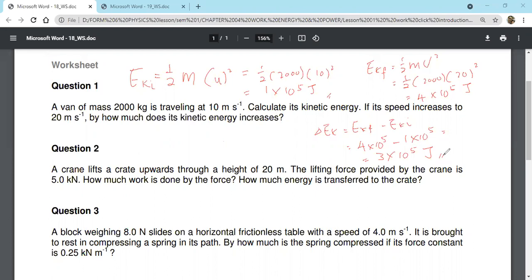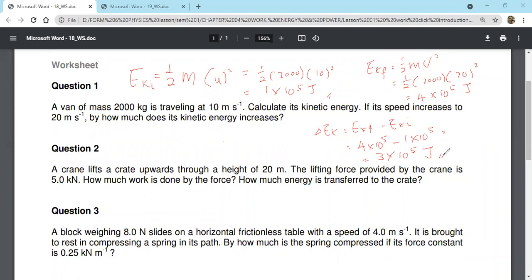Question number 2. A crane lifts a crate upwards through a height of 20 meters. That means it must be equal to mgh. The lifting force provided by the crane is 5 kilonewton. The F provided is 5 kilonewton. How much work is done by the force? And how much energy is transferred to the crane?